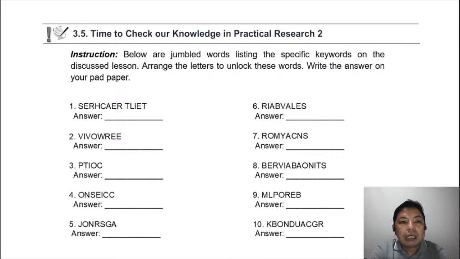Okay. Next activity is below are jumbled words listing the specific keywords of the discussed lesson. Arrange the letters to unlock these words. Write the answer on a separate sheet of paper or a pad paper. So kung makikita nyo dito, meron tayong mga set of letters that are actually jumbled. So it's like a puzzle. So I want you to rearrange the letters and try to look for specific words na ginamit natin on our previous discussion o yung lesson na discuss natin kanina lang.